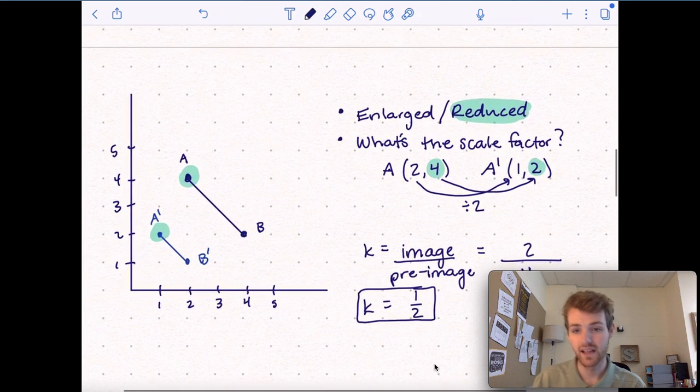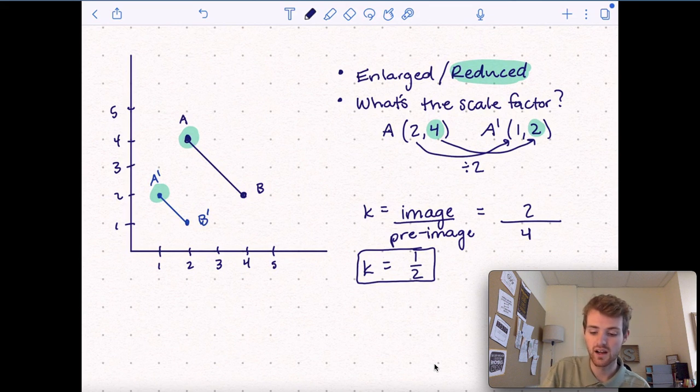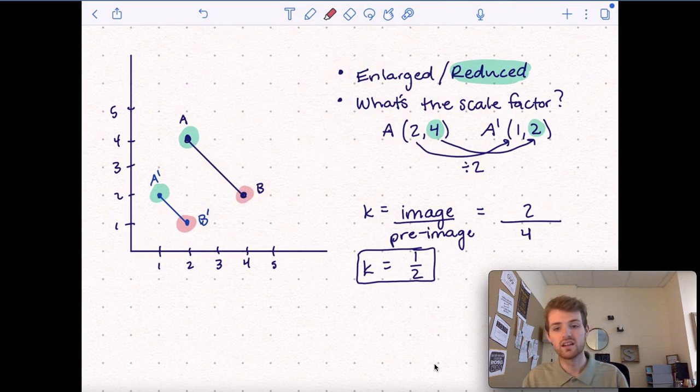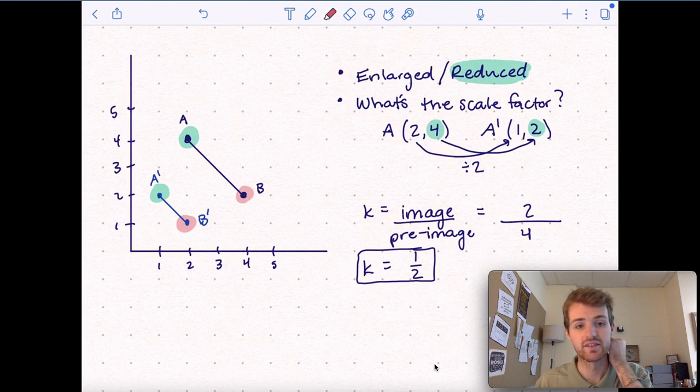You will want to be able to find a scale factor by looking at a graph. To do that, once again, all we need to do is find 2 correlating points, so A and A prime, or it would also work if you had looked at B and B prime. Then you can just look for the pattern, or you can use that image over pre-image to simplify and get your answer. That's part 2. We have one more part for today.